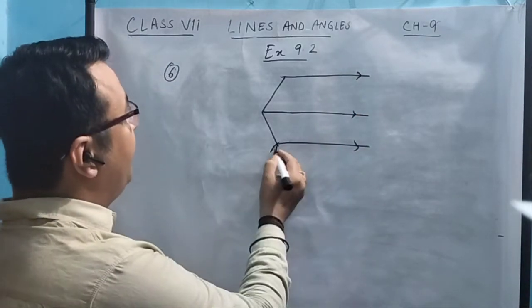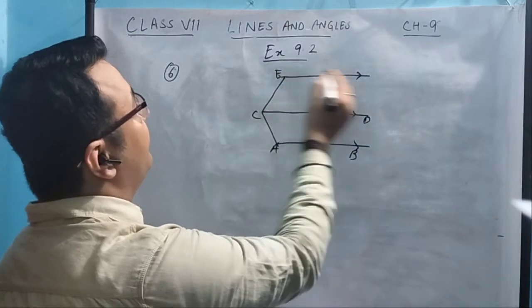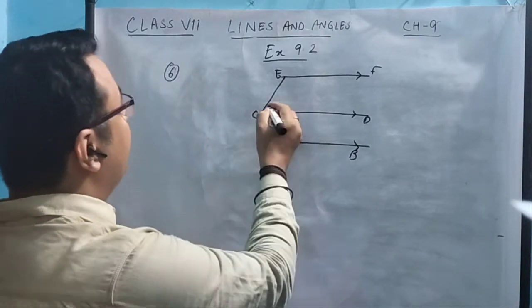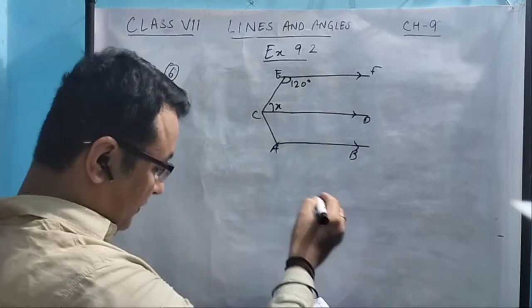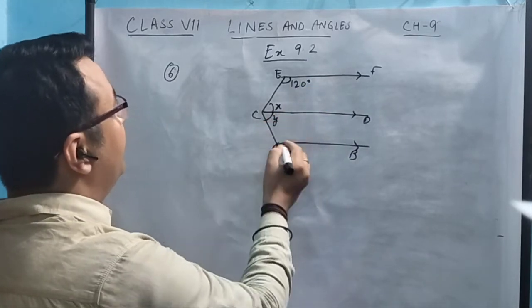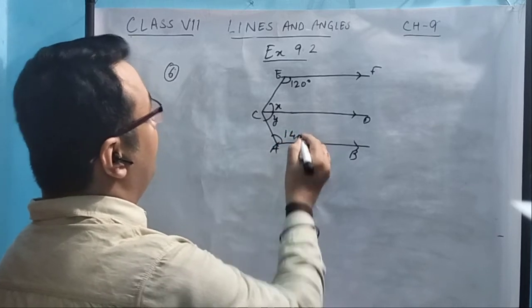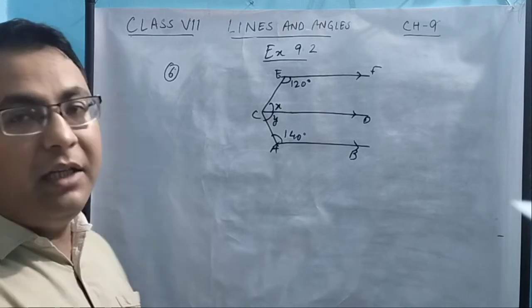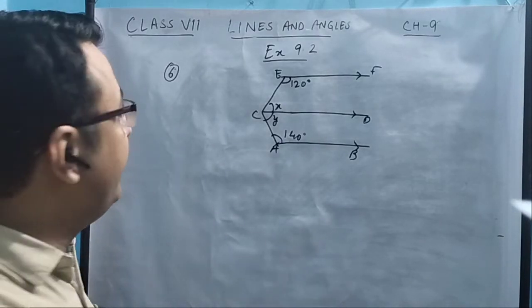This is line AB, this is CD, and this is EF. Now this angle is given X, this angle is 120, this angle is Y, and this angle is 140. So what we need to find in this question, we have to calculate the values of X and Y, and then we have to find the reflex angle ECA.